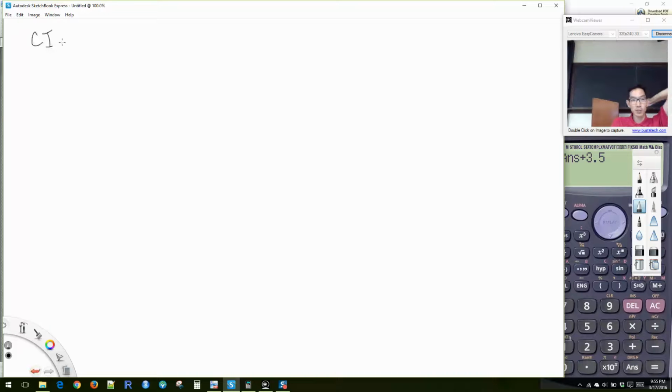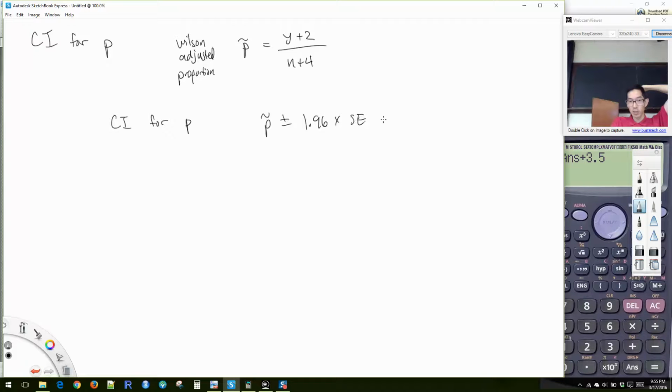Confidence interval for P. Okay, so we have P tilde. This is our Wilson adjusted proportion. This is y plus 2 over n plus 4. And then your confidence interval for p will be p tilde plus or minus 1.96 times the standard error. The standard error is equal to the square root of p tilde times 1 minus p tilde over n plus 4.